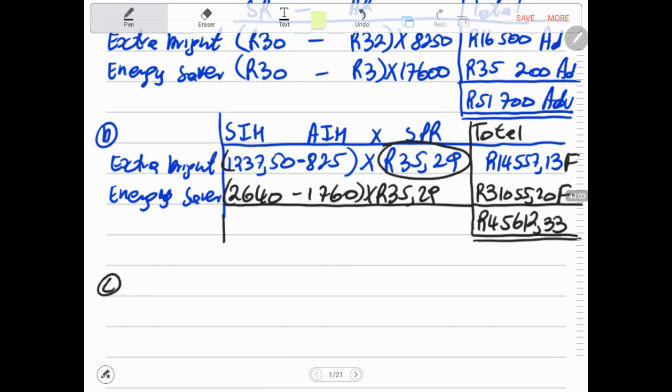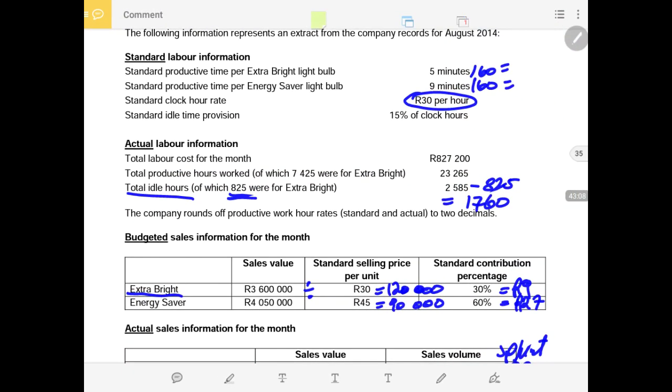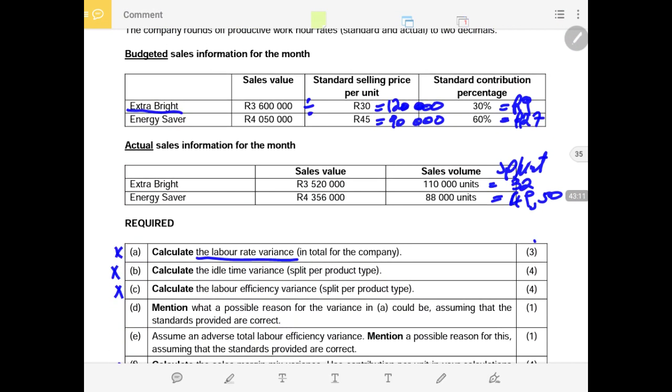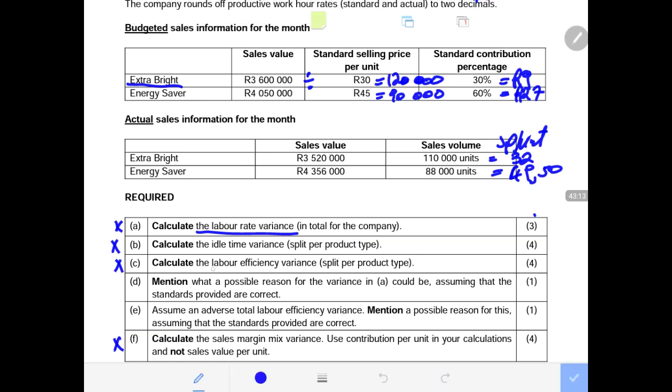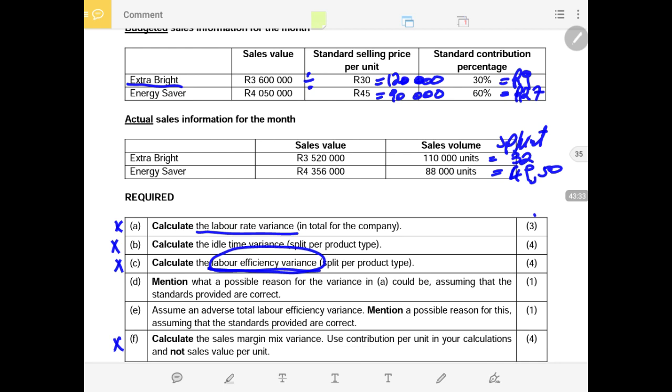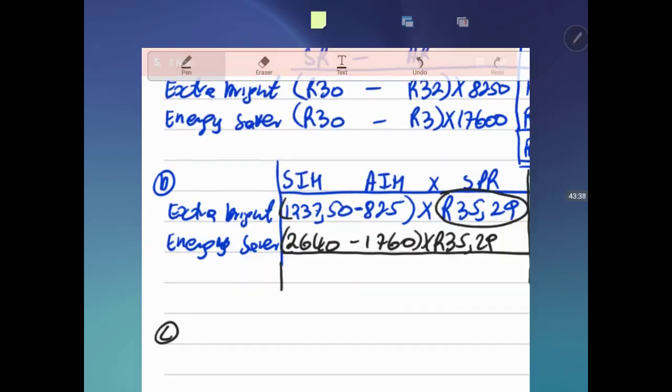Then after we go to number C. Number C, we are required to calculate the labor efficiency variance split per product, almost at the finishing stage, because we only have the sales mix to do after we are done with this question. Now labor efficiency, we are looking at the standard hours minus the actual hours. Then we multiply that by the productive labor rate per hour.